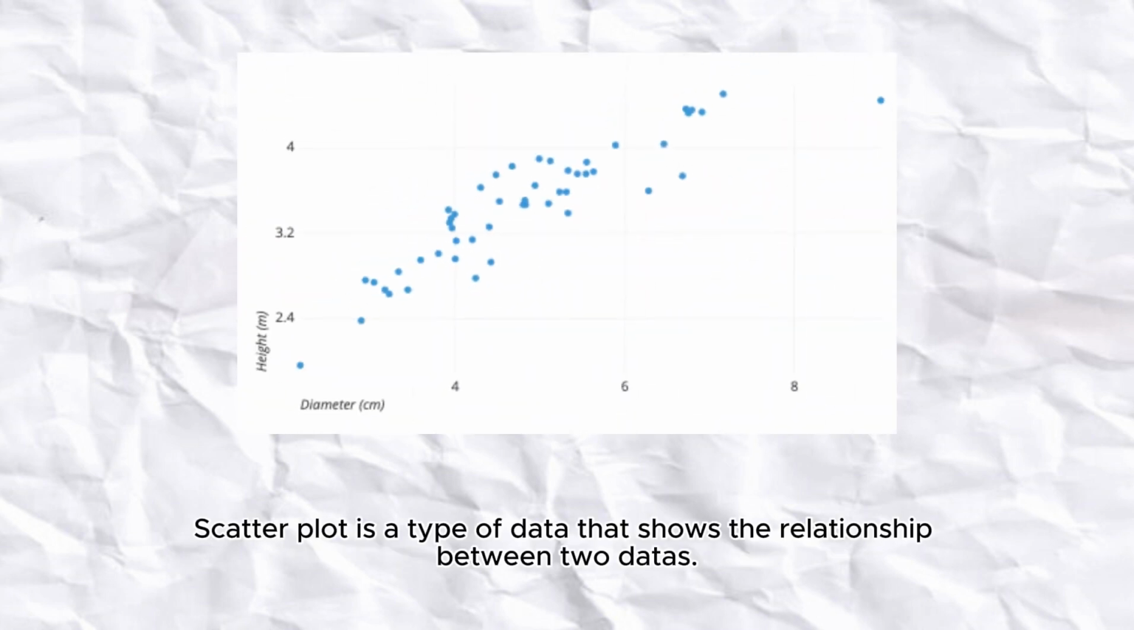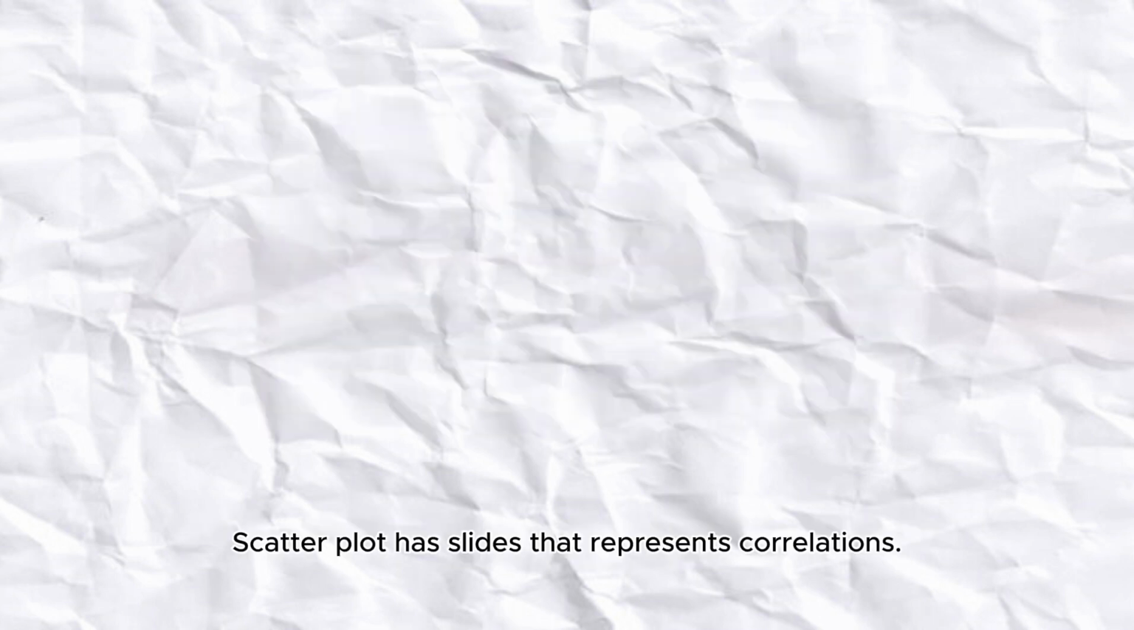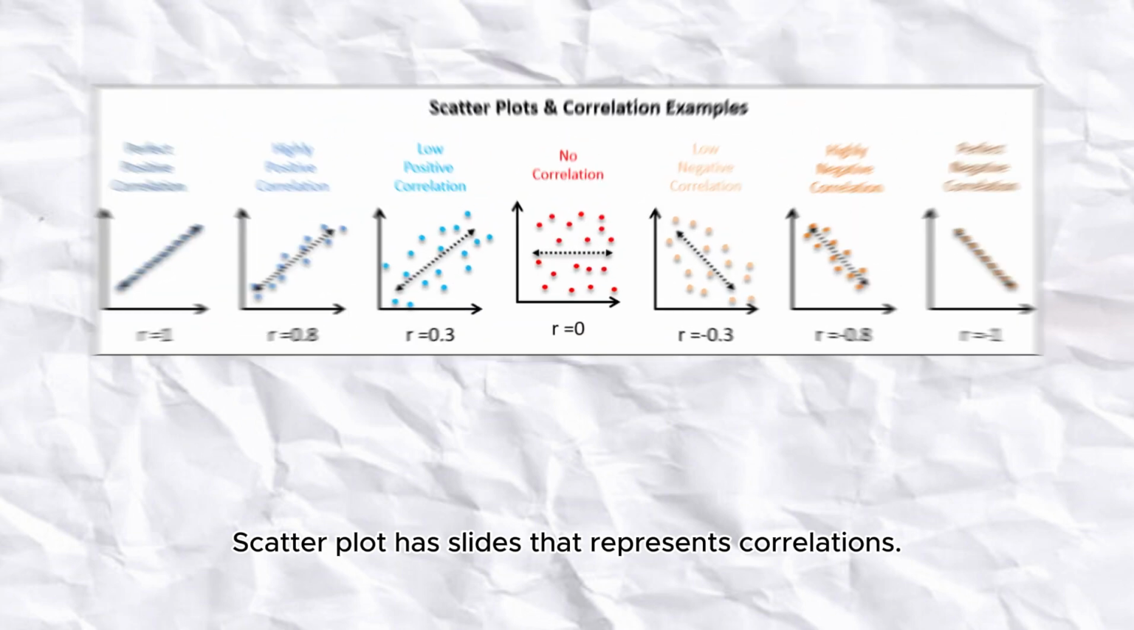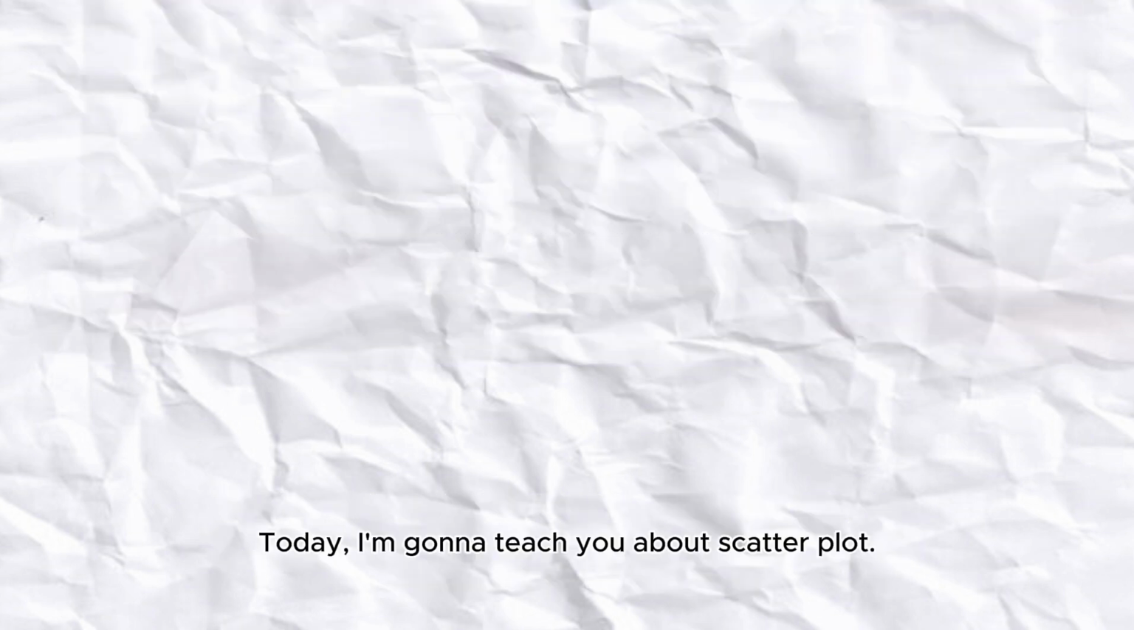Scatterplot is a type of chart that shows the relationship between two sets of data. Scatterplot has lines that represent correlations, which are perfect positive correlation, highly positive correlation, low positive correlation, no correlation, low negative correlation, highly negative correlation, and perfect negative correlation. Today, I'm going to teach you about scatterplot.